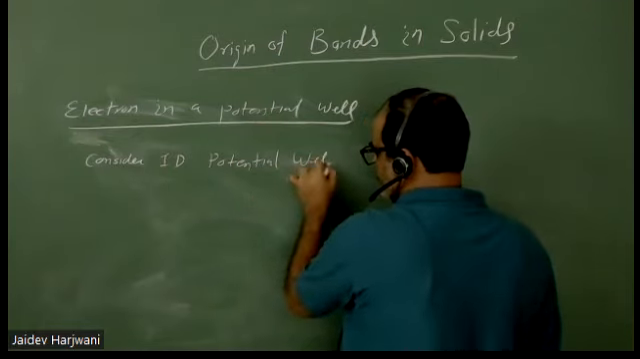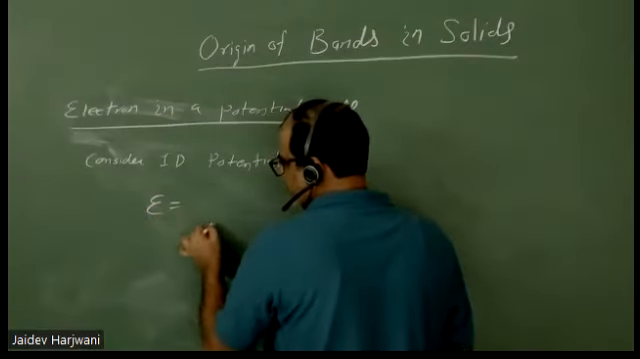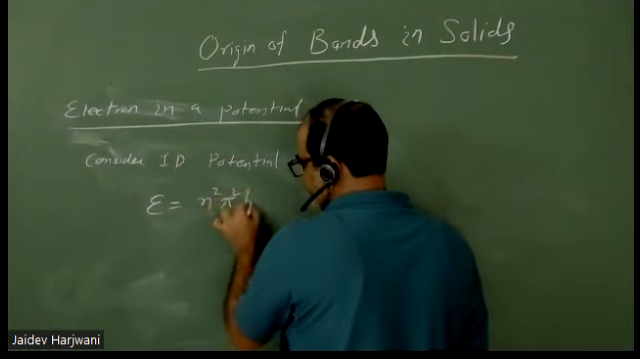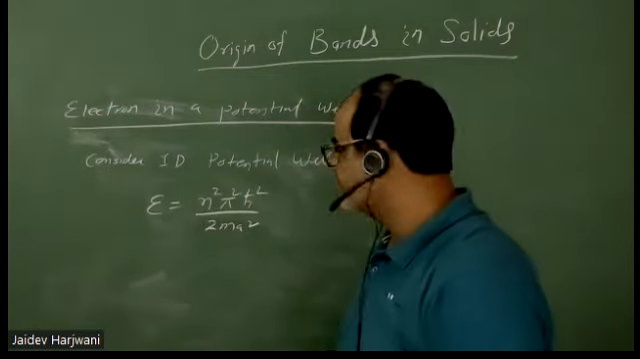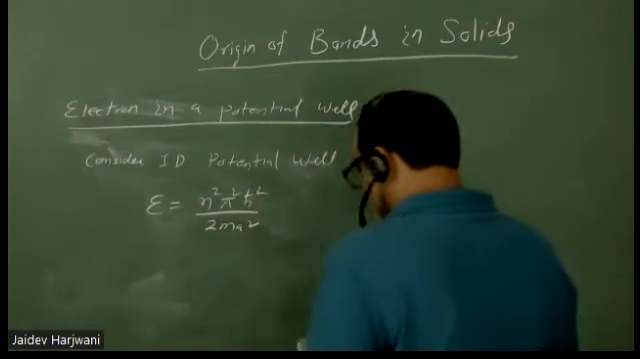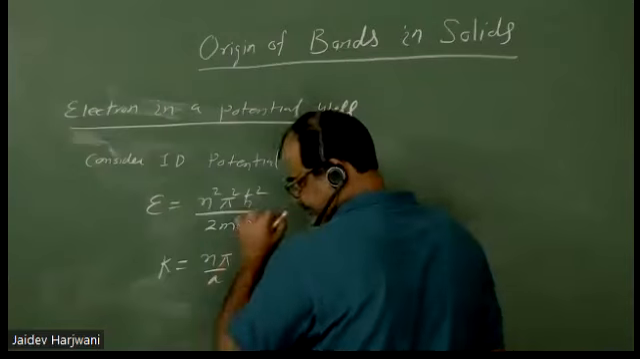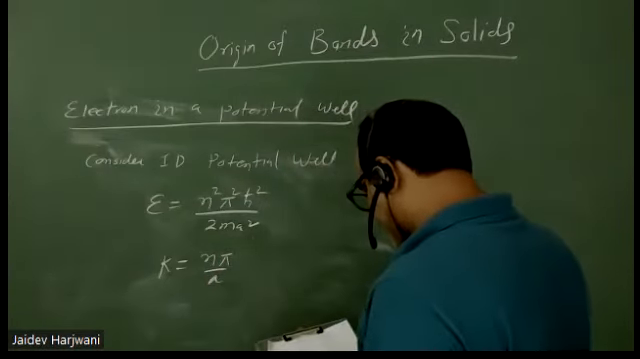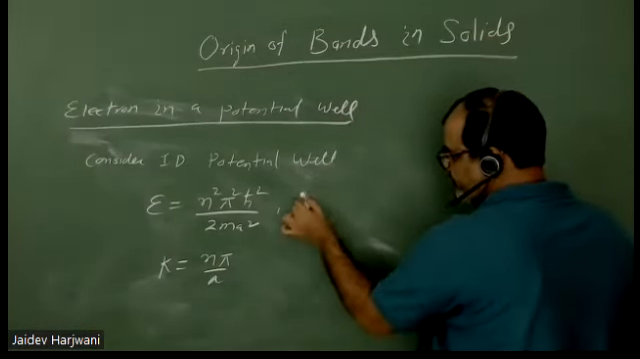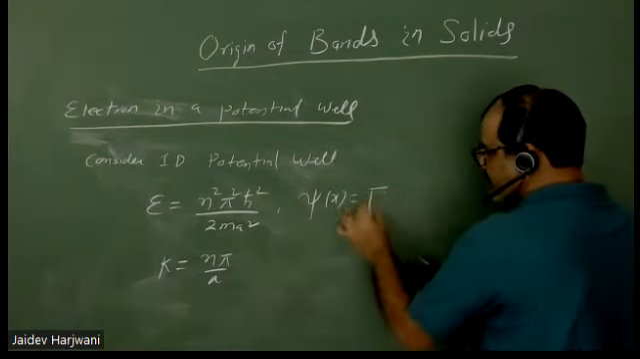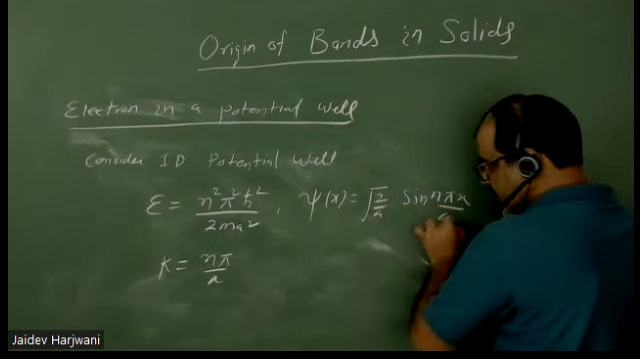So if my particle is in a 1D potential, I know what my energy is. My energy is given by n square pi square h cut square upon 2m a square. Isn't it? Yes, sir. This is my energy relation, and my k value is n pi by a. Yes, sir, k can take n pi by a. And if I want to write the wave function for a particle in a box, the wave function is under root 2 by a sine n pi x by a. So this is the energy.